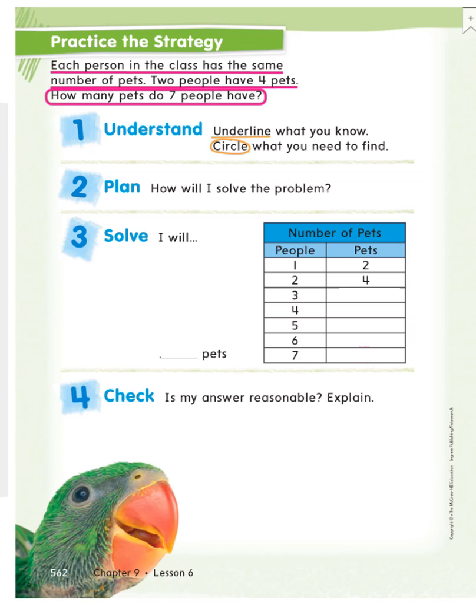Where it says people, there's a number 1. One person has 2 pets. 2 people have 4 pets. 3 people have, what do you think? 6 pets. How many pets do you think 4 people have? 8 pets. Okay. Pause it here and finish the chart.